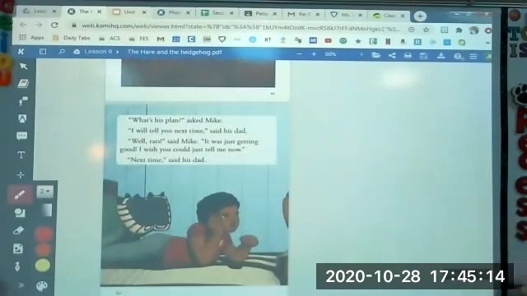"What's his plan?" asked Mike. "I will tell you next time," said his dad. "Well, rats," said Mike. It was just getting good. "I wish you could just tell me now." "Next time," said his dad.